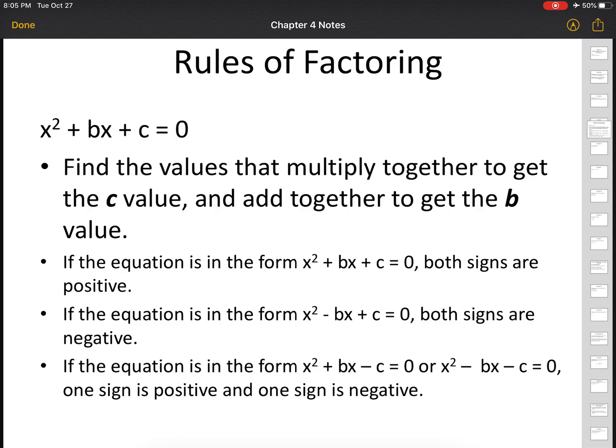And if the equation is in the form of x squared plus bx minus c equals 0, or x squared minus bx minus c equals 0, one sign is going to be positive and one sign is going to be negative inside our factors.